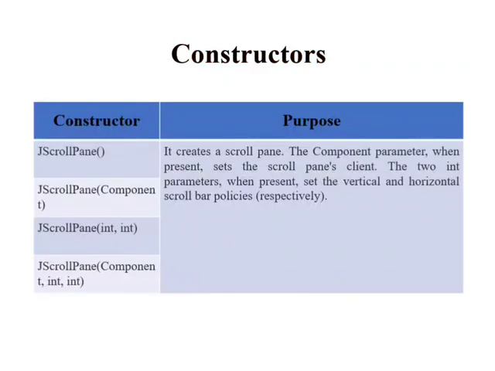Then the constructor, that is the scroll pane constructor. First one is JScrollPane(component), JScrollPane(int, int), JScrollPane(component, int). These constructors are used for the following purpose: it creates a scroll pane, a component parameter when present sets the scroll pane's view, the two int parameters when present set the vertical and the horizontal scroll bar policies respectively. This is the purpose of the Java scroll pane constructors.